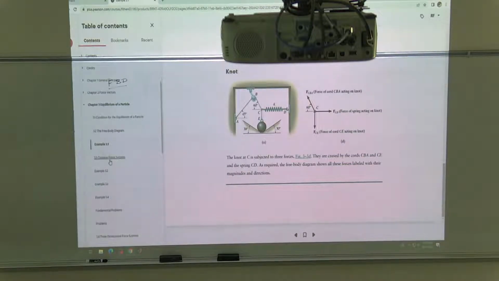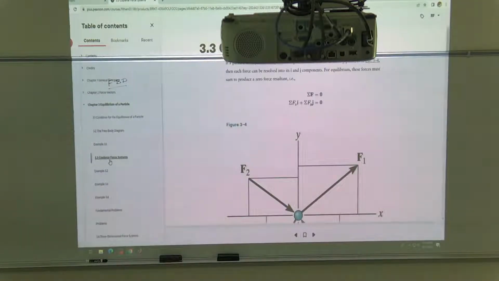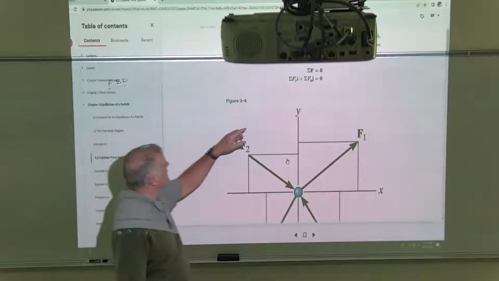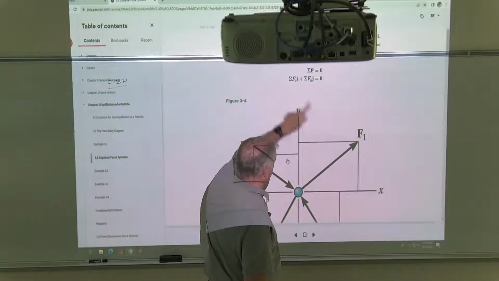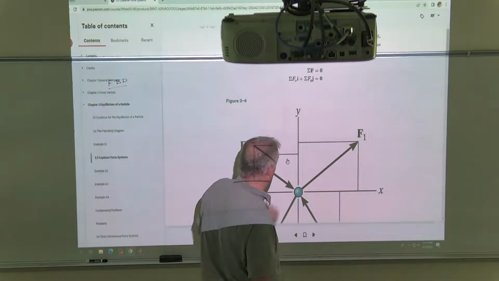So what are coplanar forces? Those are just forces that lie in the same plane. It's essentially saying two-dimensional. X. Well, yeah, okay, that's what I said. I thought that was a Z. X and Y, it's just forces that lie in a plane.